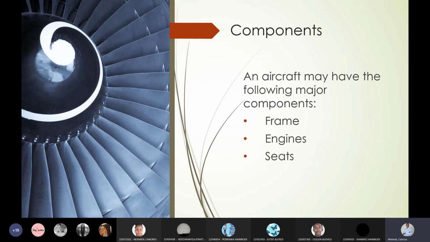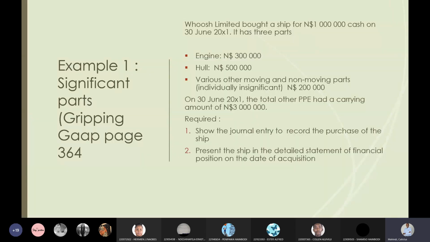So, for example, we were looking at an aircraft, and I mentioned that an aircraft has some components. We have the frame, all right, which is the exterior body. We have engines and we have seats. All right, so those are the major components of an aircraft that may need to be depreciated separately. So we'll look at this example, example 1.